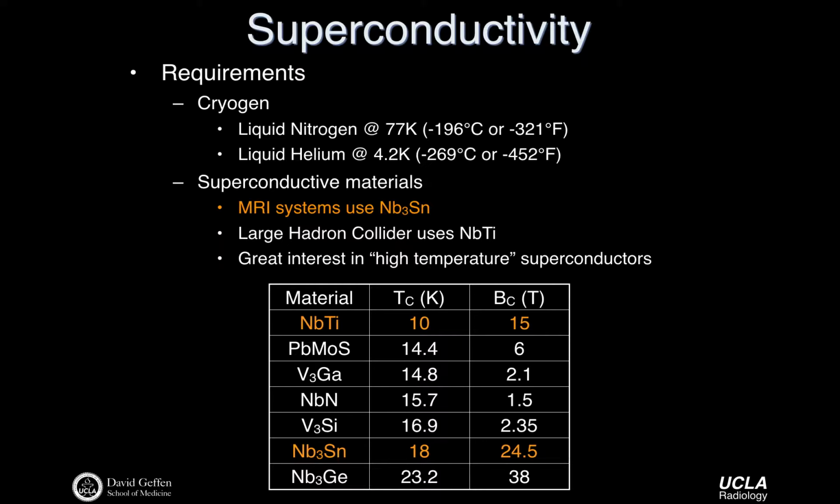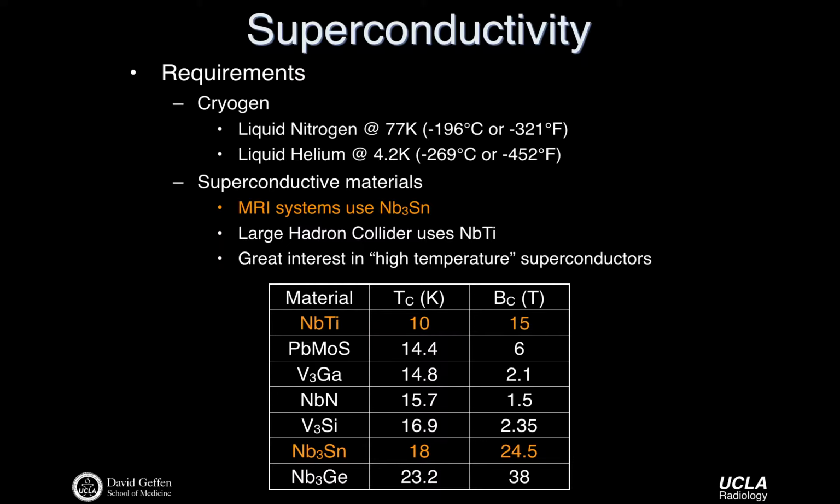So what are the requirements for superconductivity? Well, you need to keep everything really cold. That's one of the first things. Liquid nitrogen is about 77 Kelvin. Liquid helium is about 4.2 Kelvin. If we look at this table, we'll come to this more in a second, but the critical temperatures for all of these materials are in the sort of 10-20 degree range, right? What does that mean? Well, it means you have to use something like liquid helium to cool these materials down low enough such that they become superconducting.